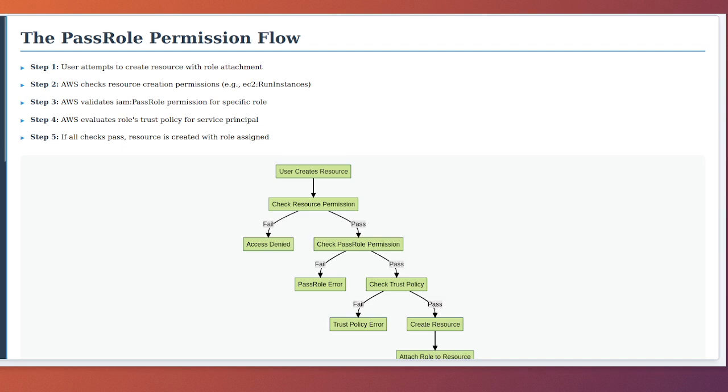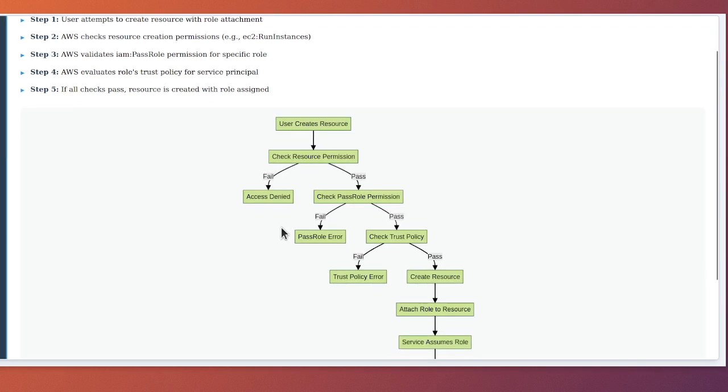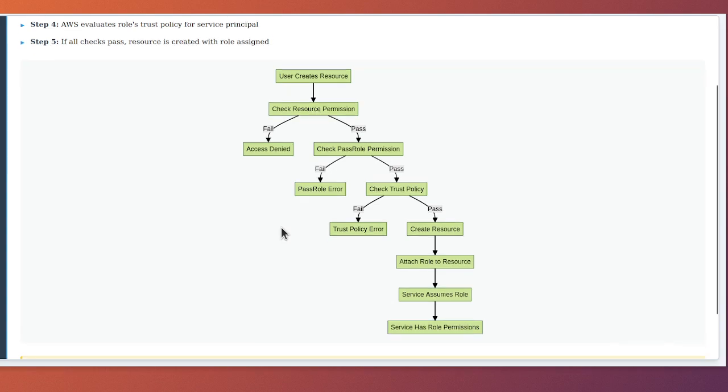Understanding how pass role works requires examining the complete flow from user action to service assumption. Let's walk through this process step by step to see where pass role fits into the larger picture and how all the pieces work together to maintain security while enabling functionality. The flowchart on the slide provides a detailed visualization of this authorization process.